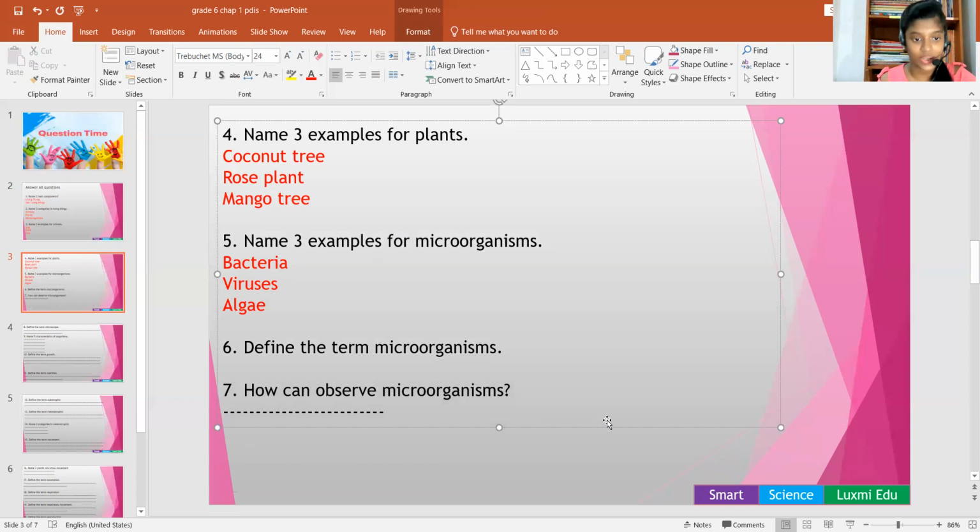Children, let's go to the sixth question. Define the term microorganism. The word define means we should say what microorganisms are. Define means they're asking to expand the information about microorganisms. So what is the meaning of microorganism? Before saying the meaning, microorganisms are unicellular or multicellular. Unicellular means having one cell, and multicellular means having more than one cell. They cannot be seen by our naked eye, so we need the help of a microscope to see microorganisms.